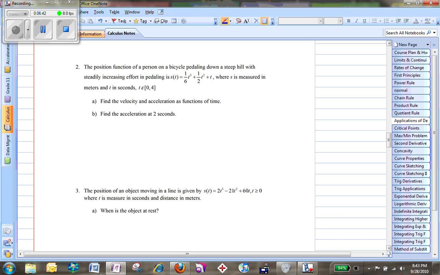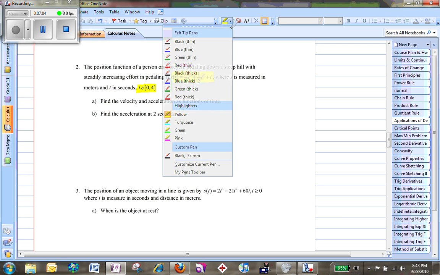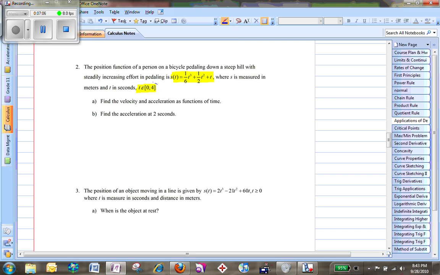This next question talks about the position function of a person on a bicycle pedaling down the street or a steep hill. With increasing effort, it gives me the equation for the displacement of this person on a bike. Here it is. Notice I've thrown in some fractions on purpose, where s is measured in meters and t is in seconds, and t is an element of square bracket 0, 4, square bracket. What the heck does this mean?